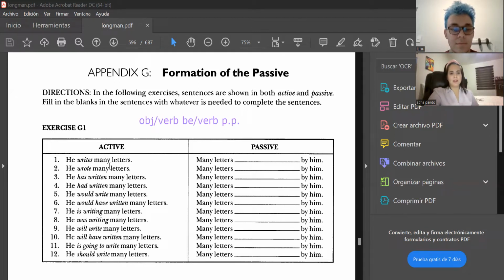Now we're gonna change the object of the sentence, which is many letters, to the beginning of the sentence. We're gonna start with that one, so many letters. And then we need a verb to be that is indicative of the tense. This sentence is in which tense, Luis?